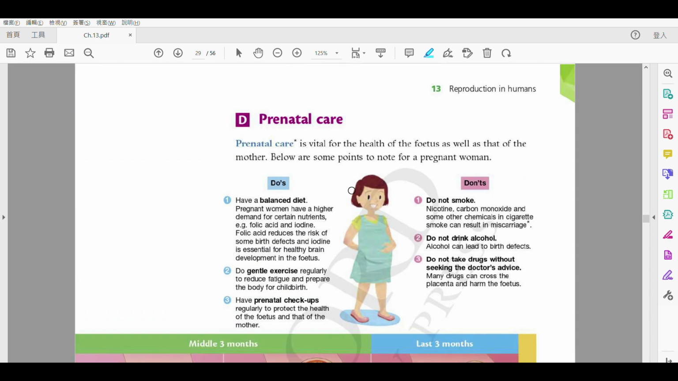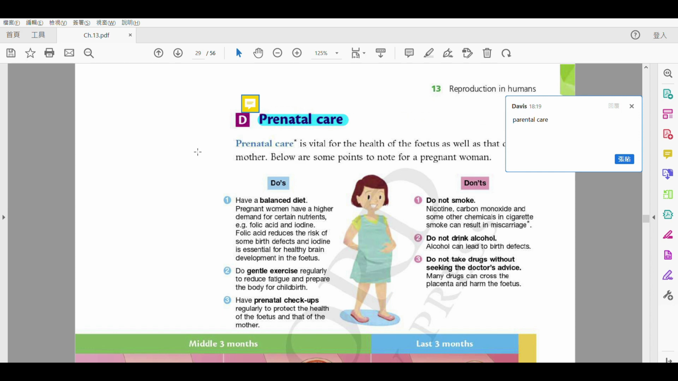Okay, so after that, we're going to talk about the parental care. Okay, prenatal care. Prenatal, some of you may, I don't know really why, but some of you may write something like this, parental care.